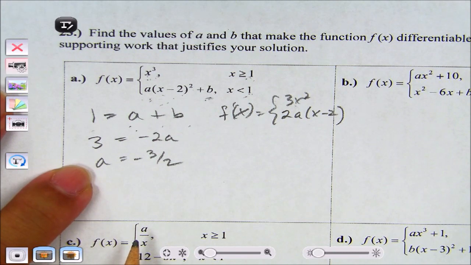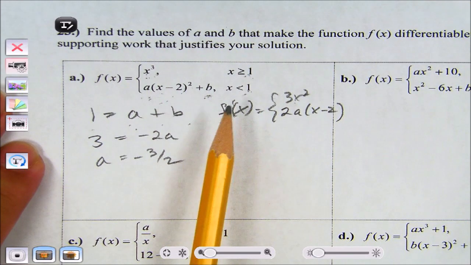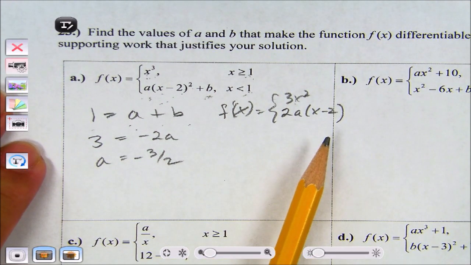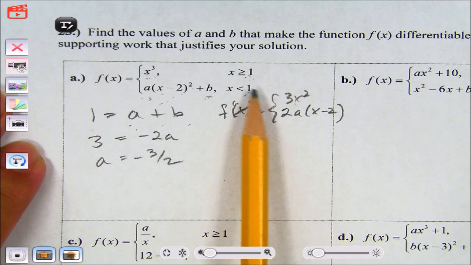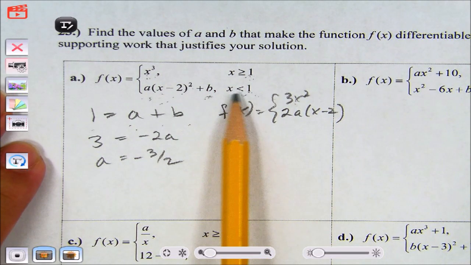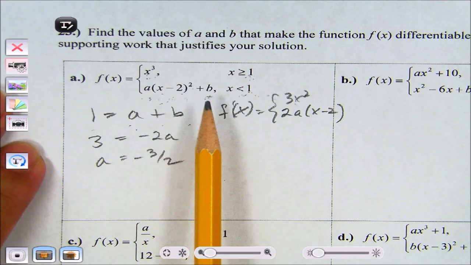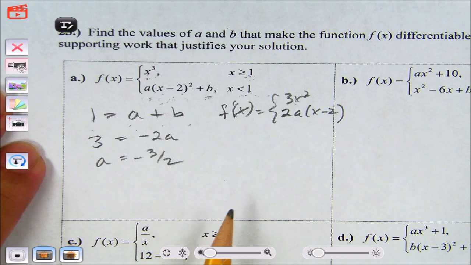How come you're able to use 1? Why did I use 1? Because that's the boundary. But I thought 1 is lesser than 1. Right, but for it to be continuous, this will still have to have the same value there. Yes.